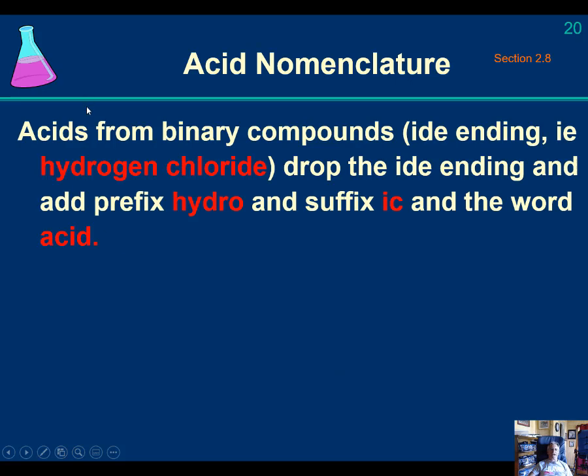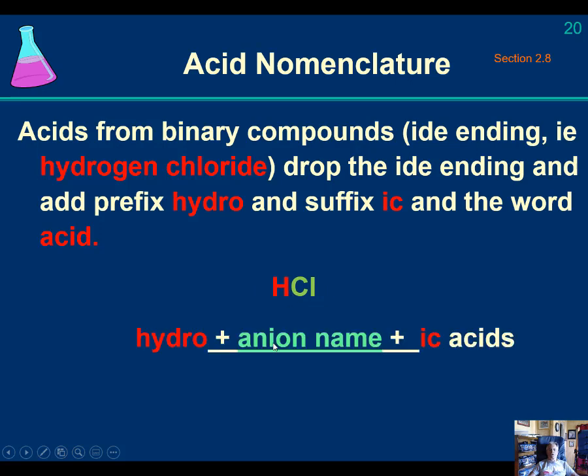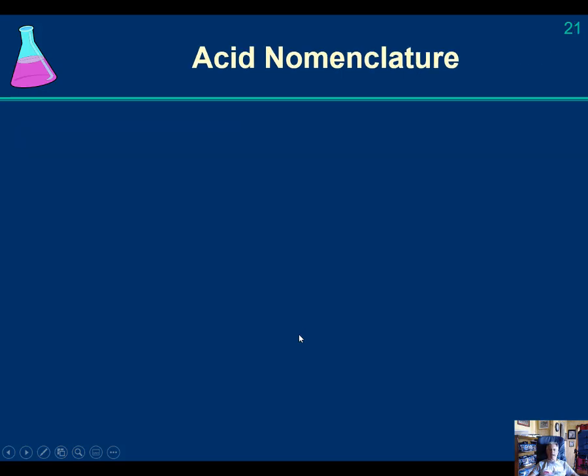So here we go. Acids from binary compounds, IDE endings, like HCl, hydrogen chloride. Drop the ide, add the prefix hydro, the suffix ic, and the word acid. So HCl becomes hydrochloric acid. Prefix hydro, chloric acid. You just get rid of the IDE, add ic, and then acid at the end, okay? So that's for binary acids.